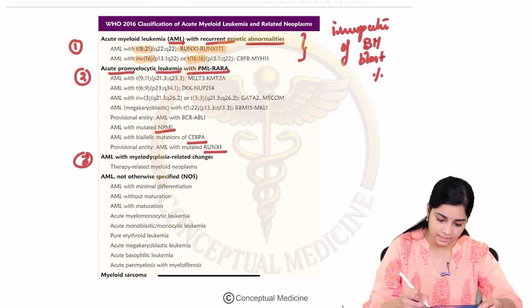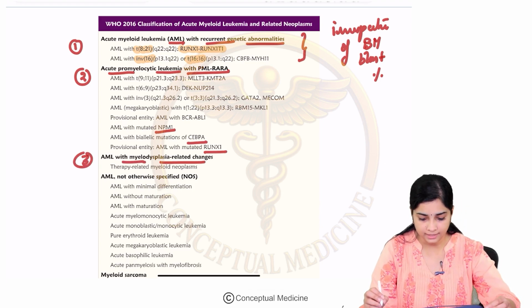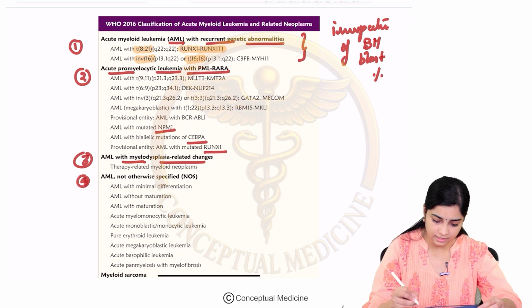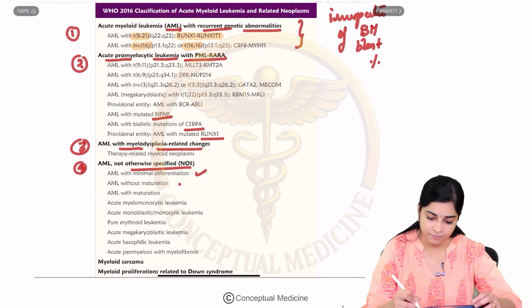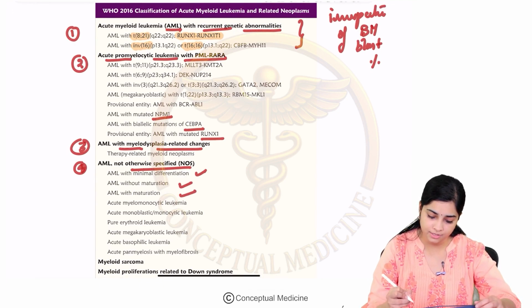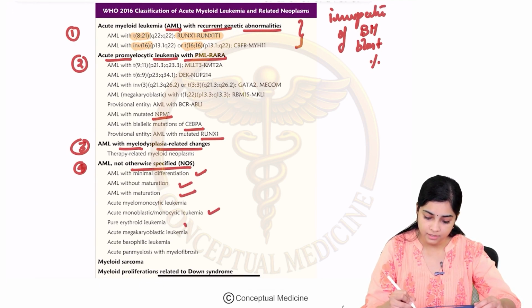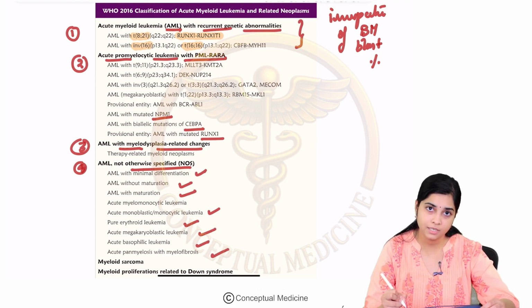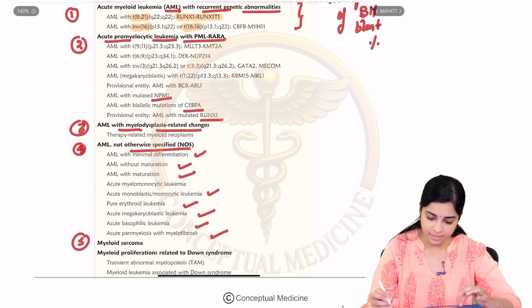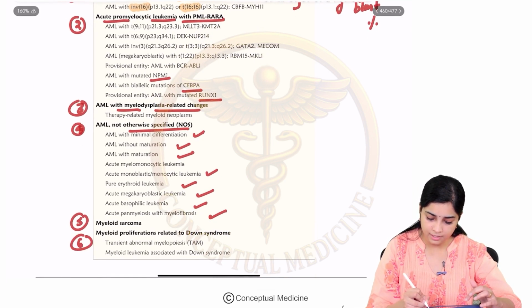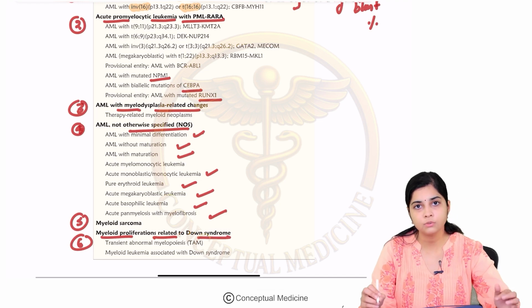Then third is AML with myelodysplasia related changes, and fourth is AML not specified, which includes minimally differentiated without maturation, complete maturation AML, monoblastic AML, erythroid leukemia, megaloblastic leukemia, basophilic leukemia, pan-myelosis or associated with myelofibrosis. Then fifth we have myeloid sarcoma, and sixth we have myeloid proliferation related to Down syndrome.